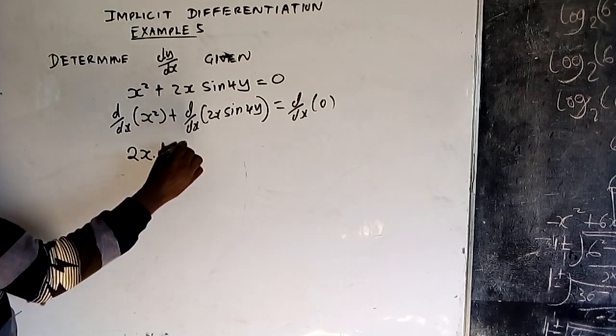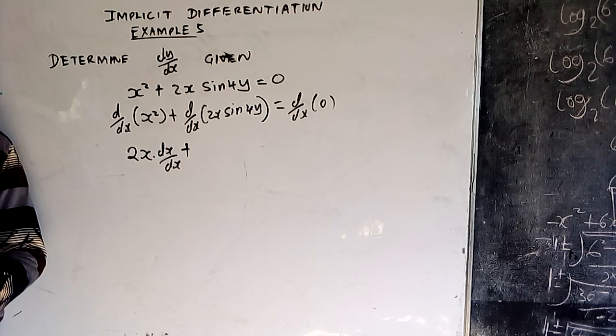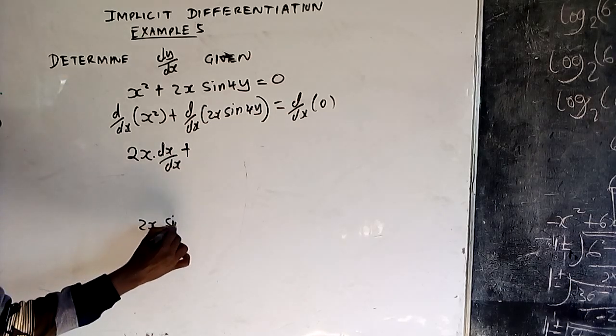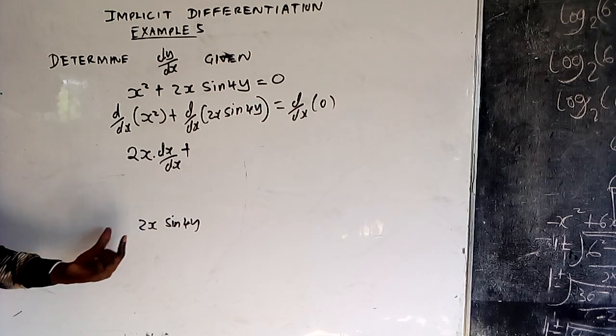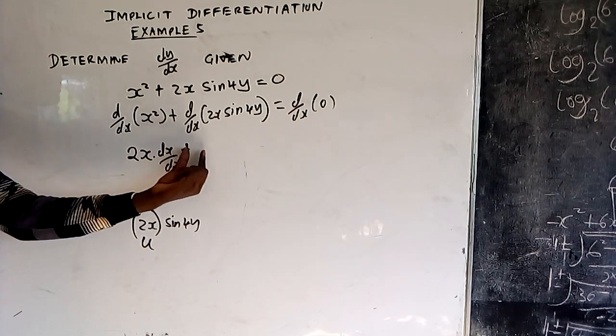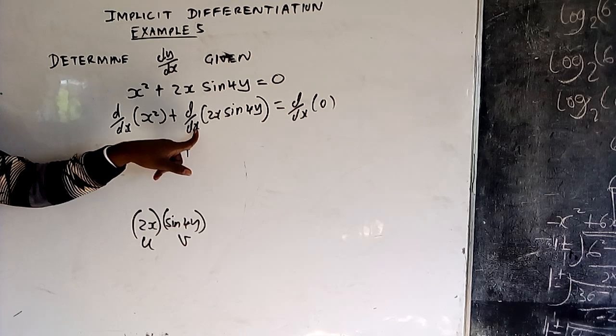You go on plus. If I differentiate 2x sine 4y, you see this is a product of two functions, so you use the product rule. When you want to use the product rule, you go to rough work. Instead of saying this 2 is a constant, you make that 2 part of the polynomial, so the whole 2x is the function u, and you let sine 4y be v. And remember, you are differentiating everything with respect to x.